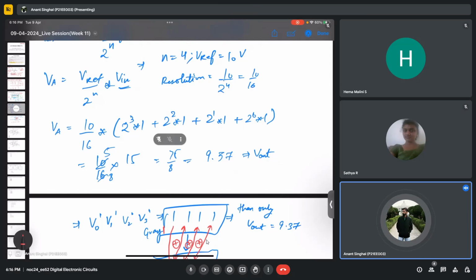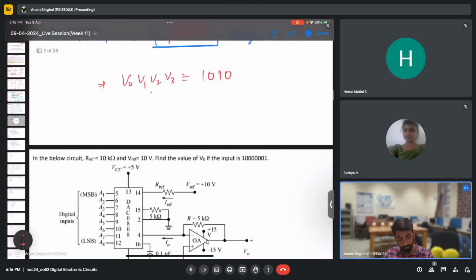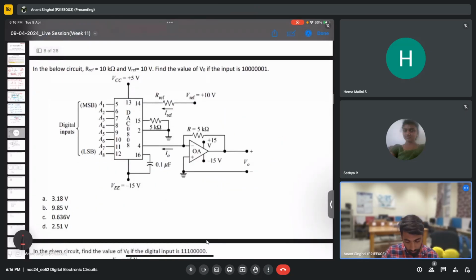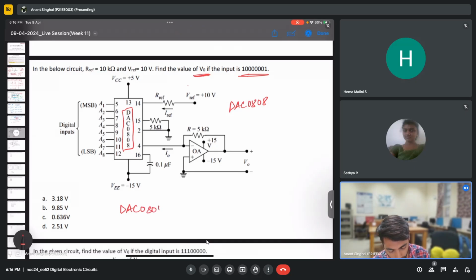So let's start the next problem now. In the below circuit, there are certain values given. We need to find the value of V naught for this input. First of all, it is written that this circuit is a DAC 0808. Wherever you see a DAC 0808, I guess this is in your course outline, this is nothing but an 8-bit DAC.